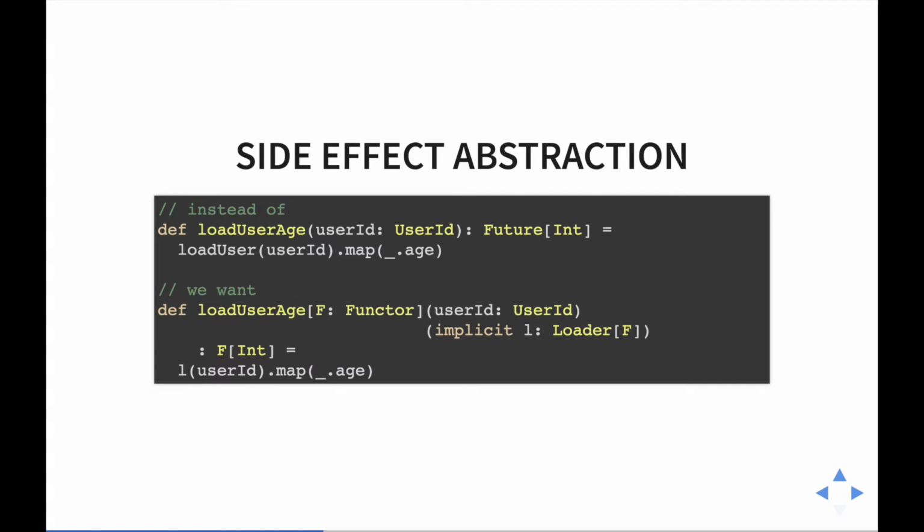In this example, you have the load user age function. In the upper example, it actually calls a database or some REST server and loads the user. So you have the side effect. Or you do it the second way, which would be the functional way. You just describe what you want. You say you get some context F, in this case a functor. We will talk about what a functor is later.